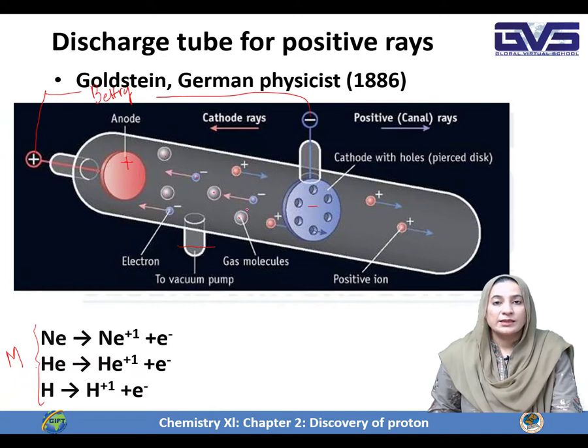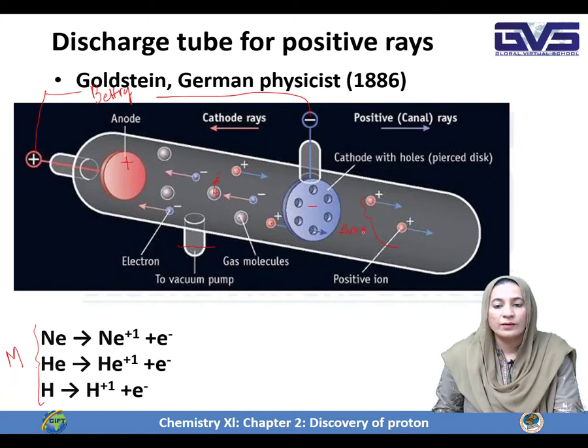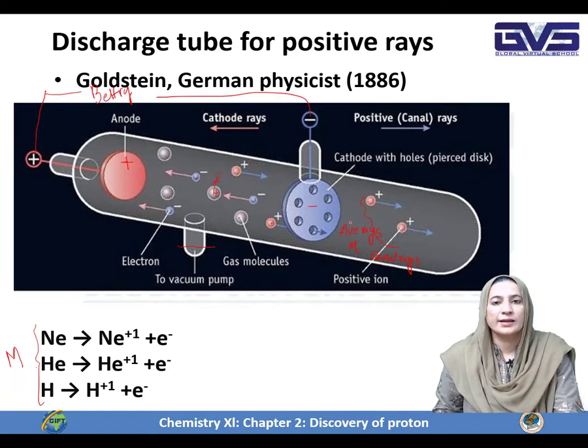What happens basically is that the gas particle is neutral, but when it comes across the cathode rays, they knock out its electrons, and as a result it gets a positive charge. The negative rays travel towards the positive pole, but the particles that got positive charge travel towards the cathode and pass through these canals. On this basis they are called positive rays, or canal rays, because they pass through the canal.